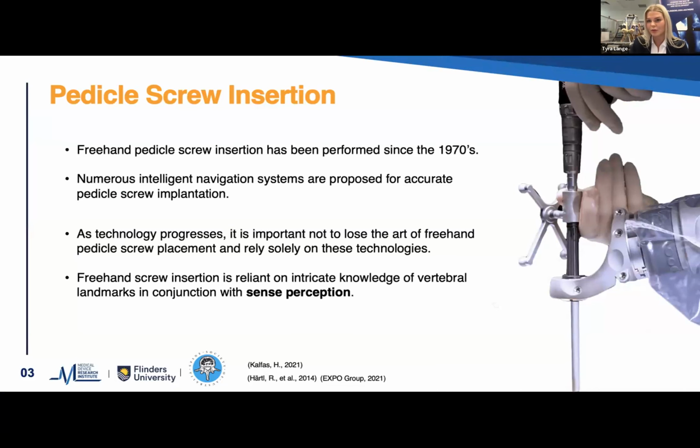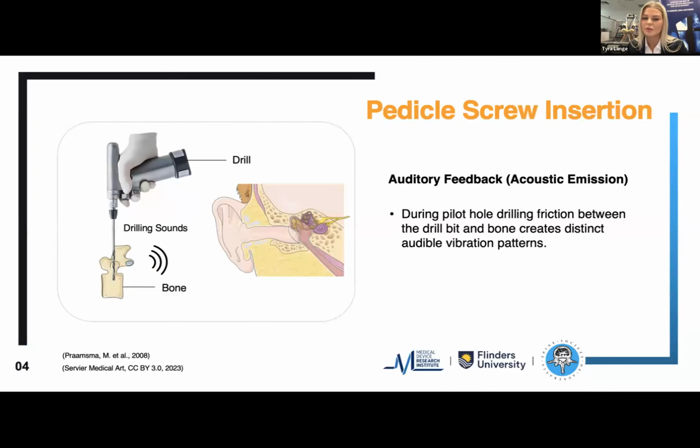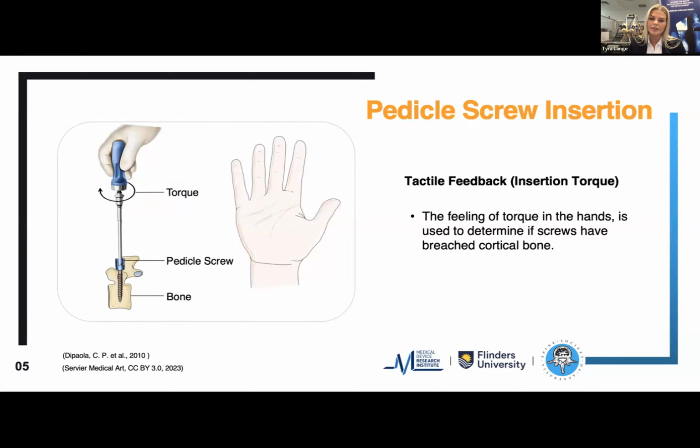Freehand screw insertion is performed without intraoperative image guidance. Thus, the procedure is heavily reliant on intricate knowledge of vertebral landmarks in conjunction with sense perception. One such example of these sensory perceptions is auditory feedback. During pilot hole drilling, friction between the drill bit and the bone creates distinct audible vibration patterns picked up by ears, which can be used to deduce whether the bit has perforated cortical walls. Another example is tactile feedback, which is the feeling of torque in the hands, which can also be used to determine whether screws have reached the cortical bone.